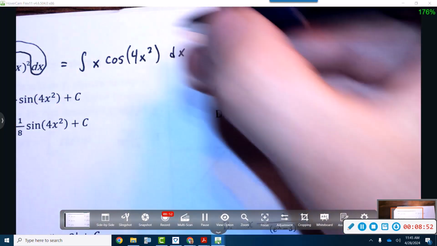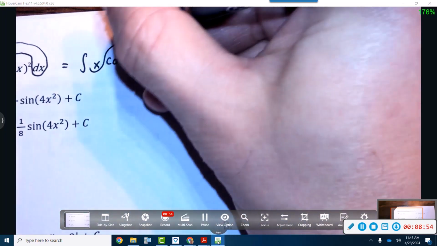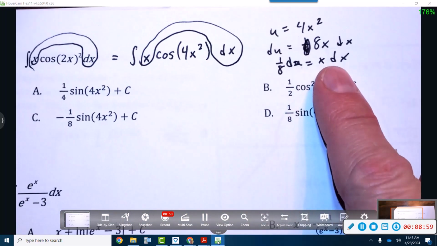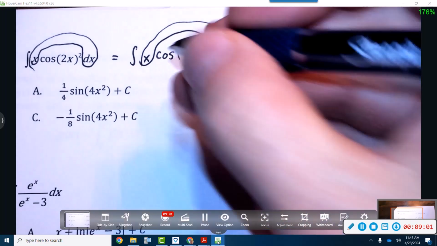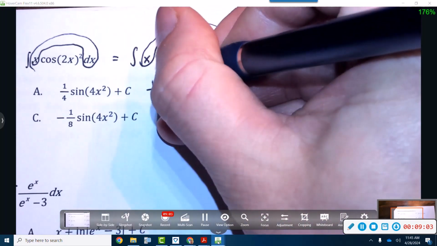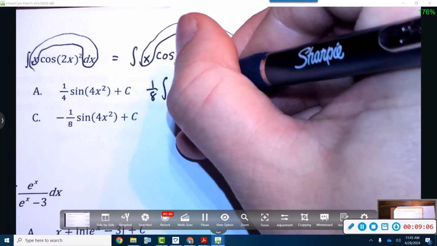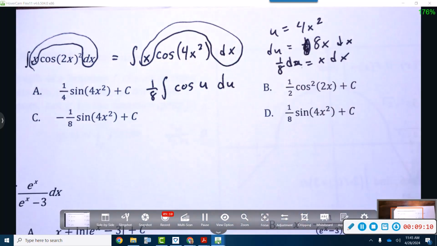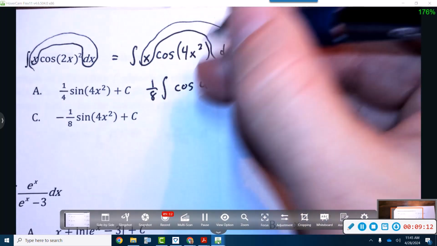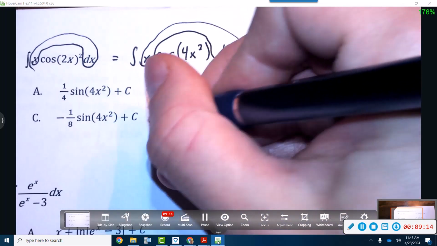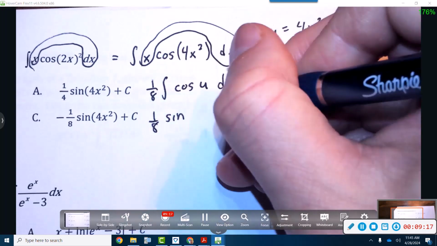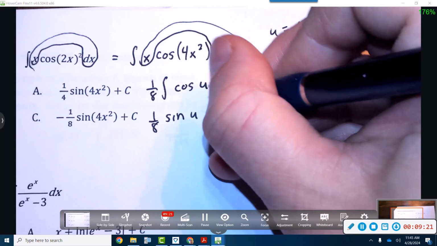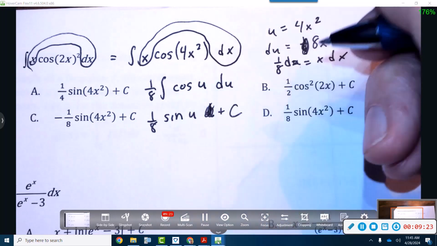Or here, I rewrote it, so maybe this would be better to loop that. So there, with an x dx, I've got 1/8 in front. So 1/8 antiderivative of cosine u du. All right, antiderivative of this guy is actually one of the easier ones. You don't have to worry about negatives because the antiderivative of cosine is just sine. Nope, no more du, and it's plus c.